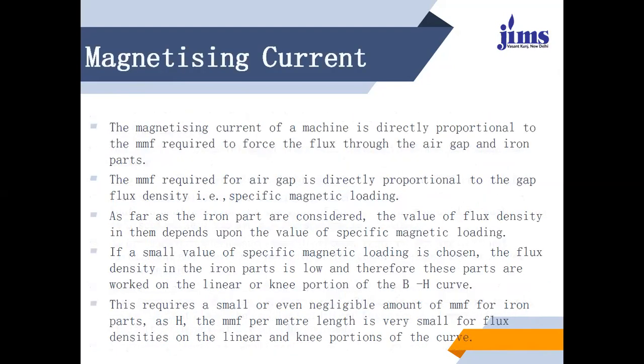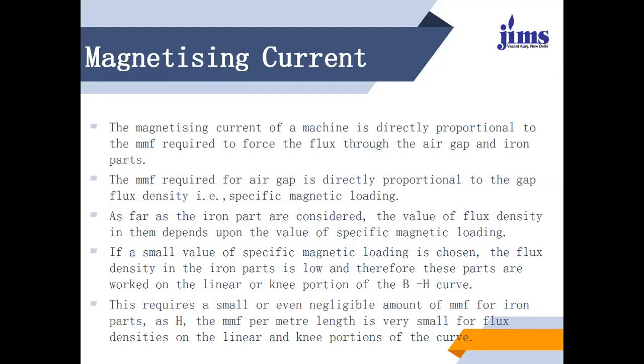The magnetizing current of a machine is directly proportional to the mmf required to force the flux through the air gap and iron parts. The mmf required for air gap is directly proportional to the gap flux density, that is the specific magnetic loading. As far as the iron parts are considered, the value of flux density in them depends upon the value of specific magnetic loading.